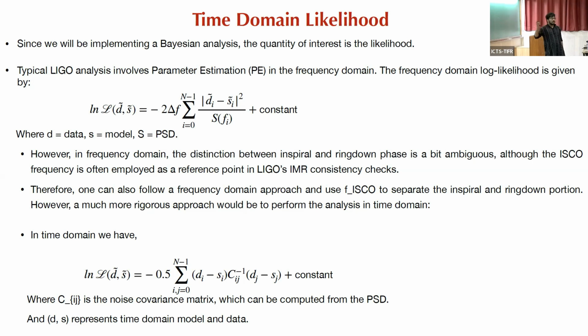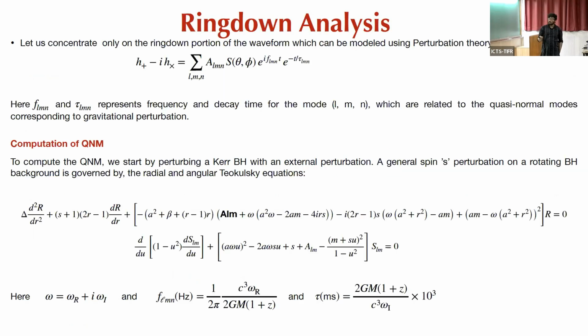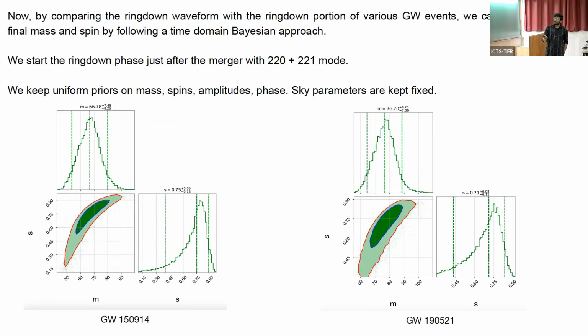So now what remains is data. Data, of course, we can download from the LIGO site, the detector data for a given interval of time. And C_ij, of course, you can estimate from the detector noise. So everything is there. You can just put it on a sampler and it will give you the posterior. And yeah, so these are some results.